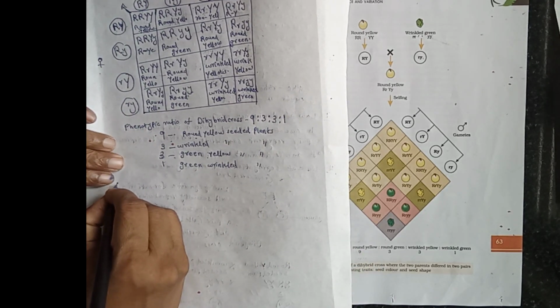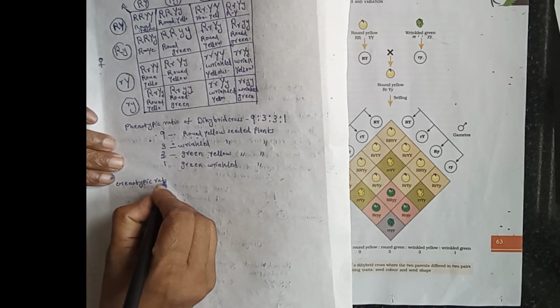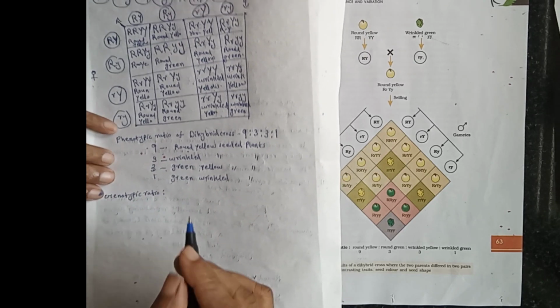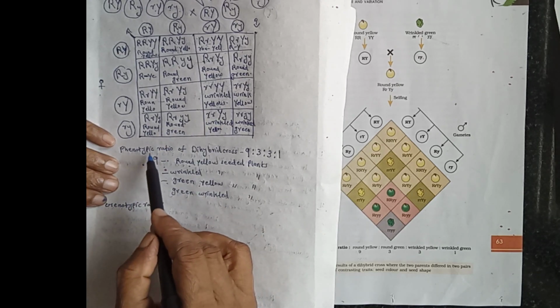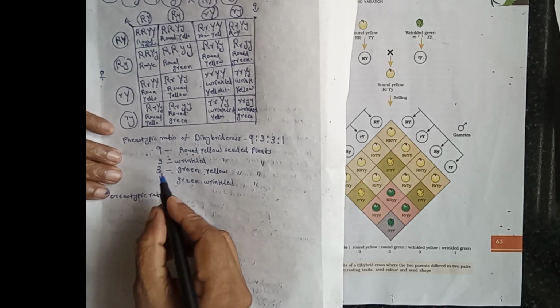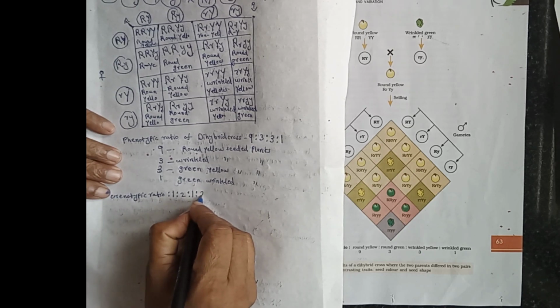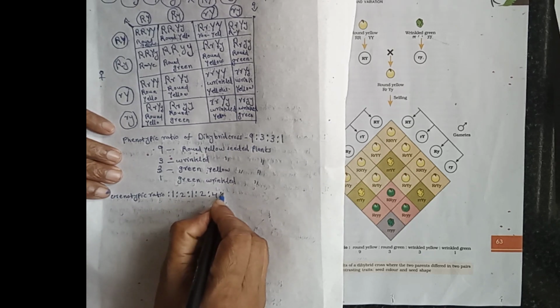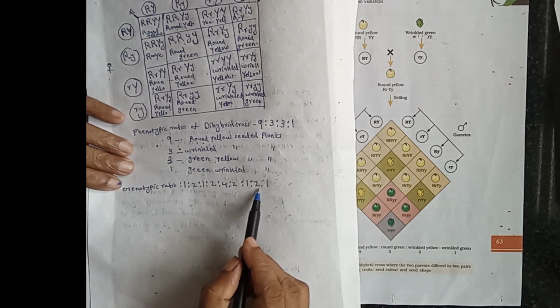Then next, genotypic ratio. If we examine the genetic constitution of all these 16 plants, we get another different ratio. That is 1:2:1, 2:4:2, 1:2:1. Altogether 16. This is the genotypic ratio and this is the phenotypic ratio. This is the dihybrid cross.